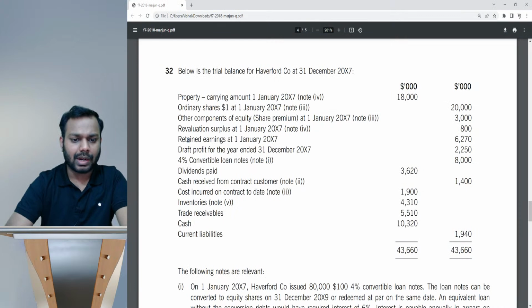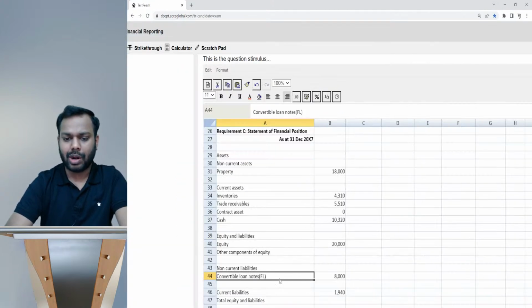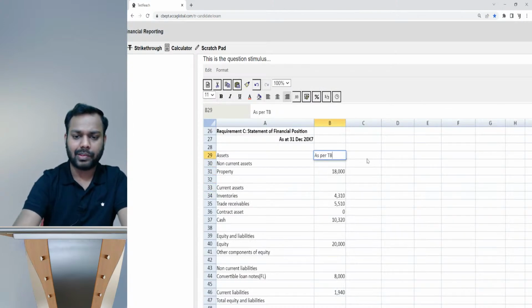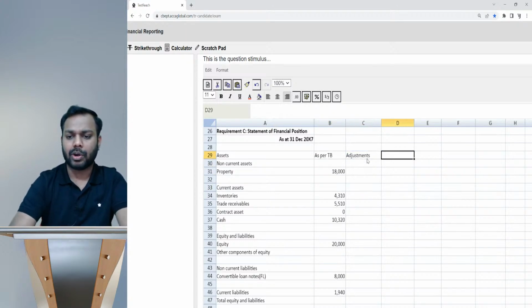Now after that, dividend paid we have already considered in SOCIE. Cash received from customer and cost we have already considered in the profit. Inventories we have written, trade receivables we have given, cash we have written, current liabilities we have written. So all other things we have written. Now let's do the adjustments. So let's write here as per trial balance. Then we will do the adjustments, and then we will come on to the final SOFP.